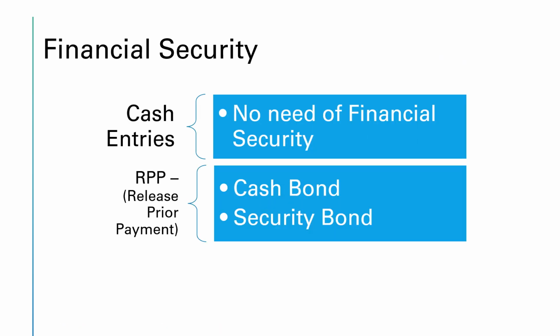Now, with cash entries, there's no need for financial security because this is paid at the border. But the AB entries will need to be released under what they call an RPP program, the release prior to payment, and for that you need either a cash bond or a security bond.